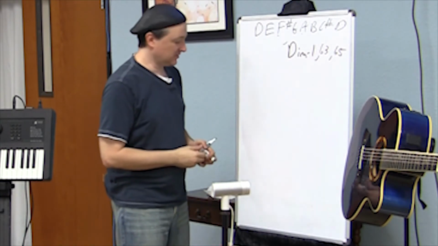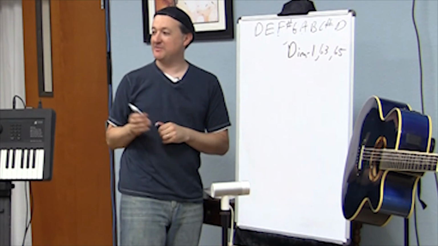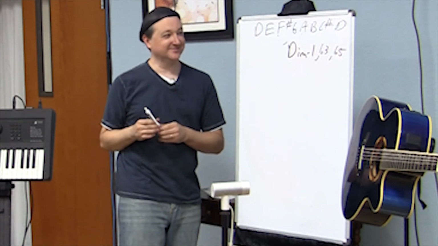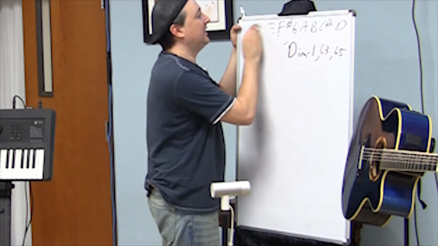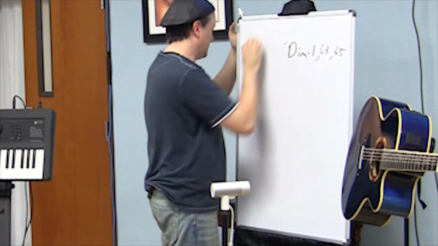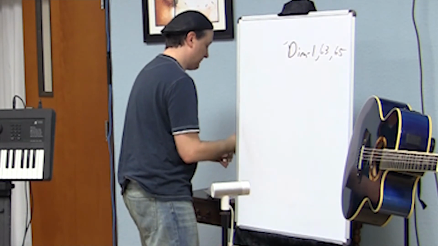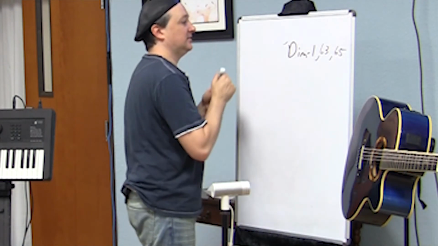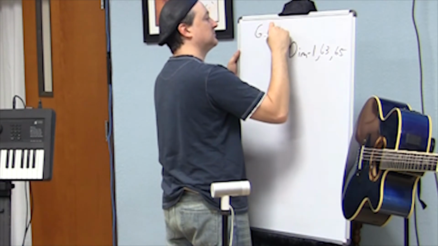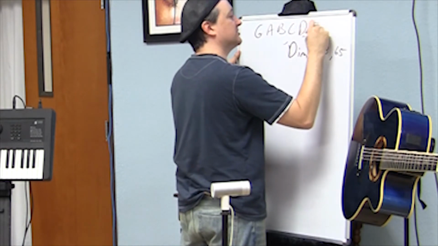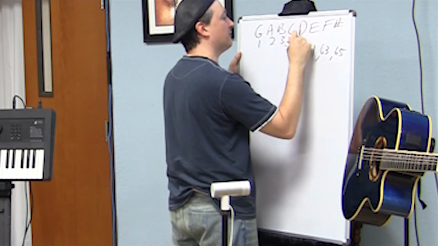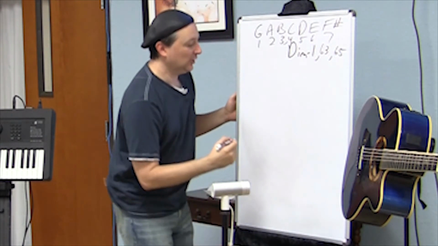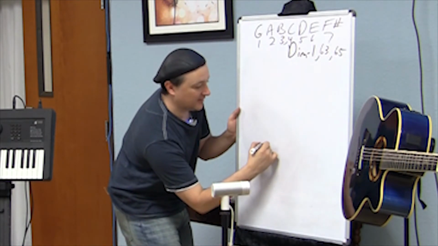I'm going to go back to Mr. Hudson. Mr. Hudson, do you know the G major scale? Yes, sir. G, A, B, C, D, E, F sharp, G. That's the G major scale. We're making a G diminished triad. 1, 2, 3, 4, 5, 6, 7. So, Mr. Hudson, what's our root for G diminished?